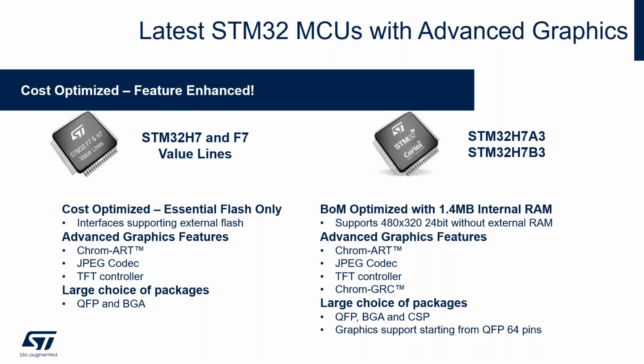If we go in the other direction, embedding more memory, then we have the new H7A, H7B series. This is embedding 1.4 megabytes of internal RAM. And you have 1.1 for the frame buffer. So you can actually run an application with 480 by 320, 24-bit without needing external RAM, and resolutions below that, and also 16-bit, of course, saving your BOM cost by not needing external RAM. This is also like the value line, embedding Chrom-ART, JPEG codec, TFT controller, Chrom-GRC. So a really powerful one, and a large package choice also. On this particular one, we have graphic support starting from QFP 64 pins. Next one.